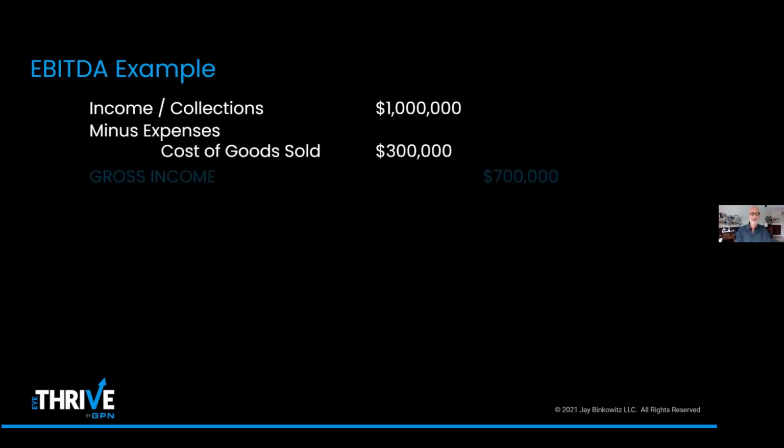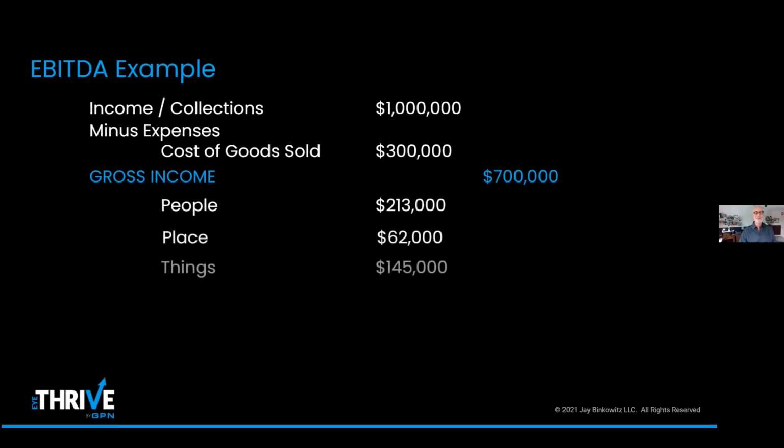We have $300,000 in cost of goods. We have a gross income of $700,000. So very clean lines here to think about it. I love your four buckets and your categories. So you have cost of goods, you have people, you have places and things. This is just wonderful language to make it really understandable.